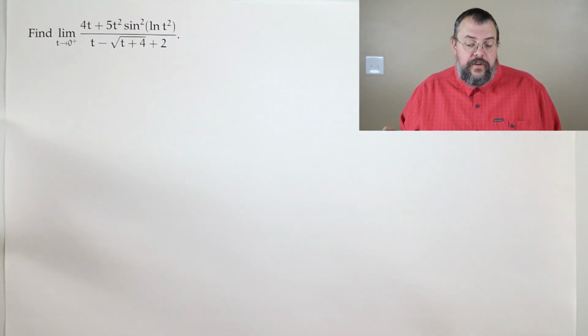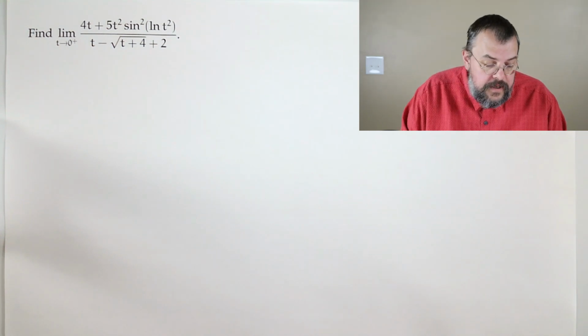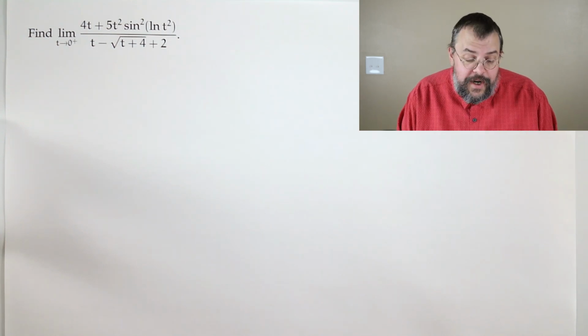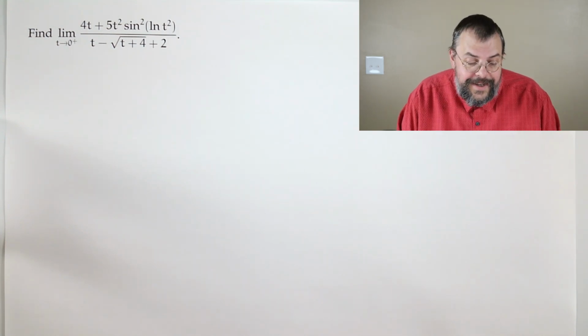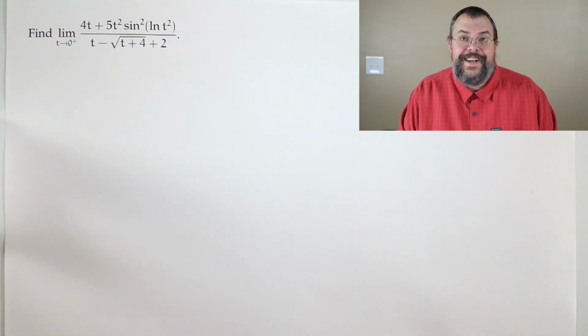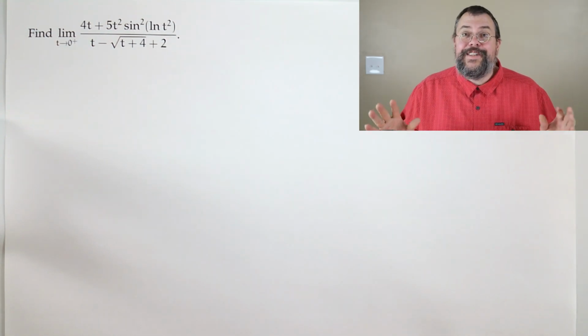Find the limit as t goes to 0 from above of (4t plus 5t squared sine squared of log of t squared) divided by (t minus the square root of t plus 4 plus 2). All right, now let's talk about what's happening here.